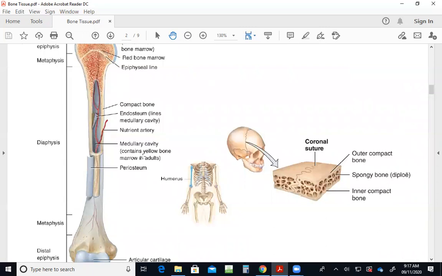Okay, I told you guys this back last week when we talked about tissues that bones are not solid all the way through. They have a cavity on the inside. That cavity is the medullary cavity, lined by what's called an endosteum.